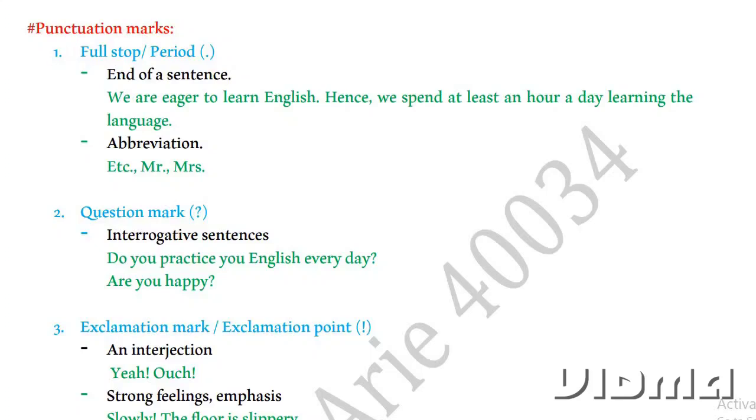Punctuation mark number 1, full stop, or it is also called period, and you can see this sign is called full stop. So when do we use this full stop? So first rule, we use full stop at the end of any sentence. For examples, we are eager to learn English, full stop, this is one sentence. So at the end of the sentence there will be a full stop. Hence we spend at least an hour a day learning the language. Again, first sentence, full stop. Another sentence at the end, full stop.